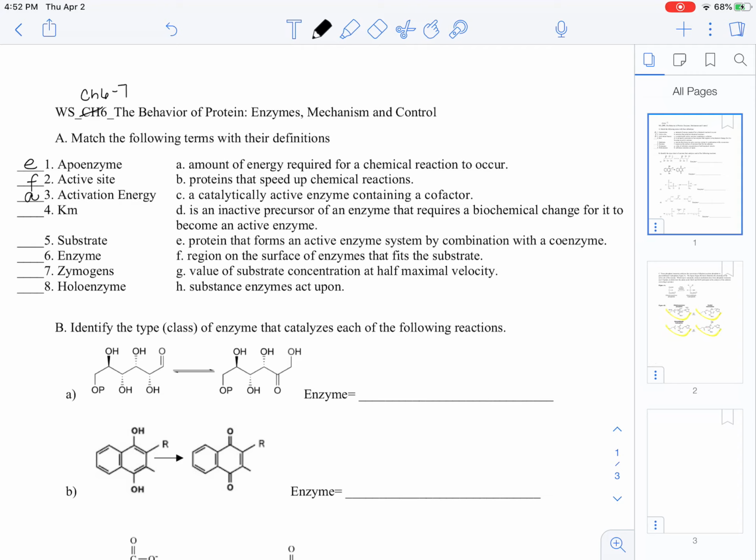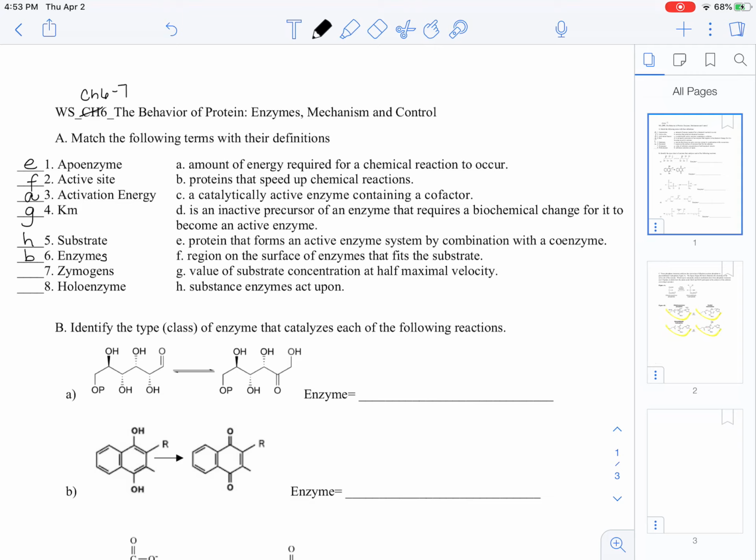Both definitions are correct. Term number 4 is Km, and the answer is G, which is the value of substrate concentration at half maximal velocity. Term number 5 is substrate, which the correct answer is H. That is the substance enzymes act upon. Number 6 is an enzyme. An enzyme is letter B, which these are proteins. If you want to be more specific, it's the plural.